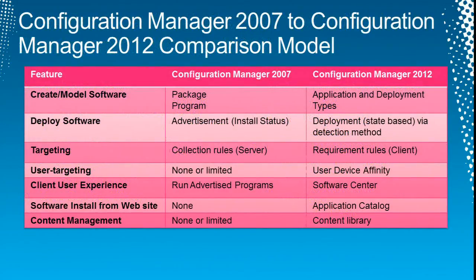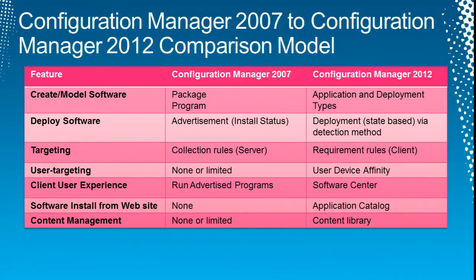So here's your quick comparison of what you know today and where we are in the future. What you know as a package is now an application. What you know as a program is now called a deployment type. So you're replacing packages and programs with applications and deployment types. We still do have packages and programs, and I'll show you that in the console.